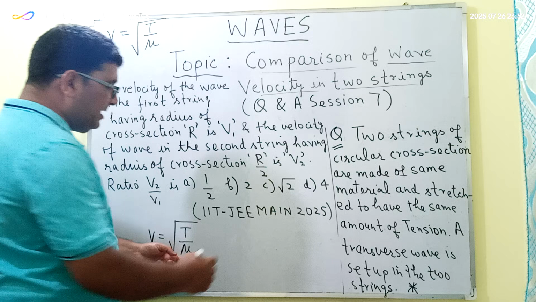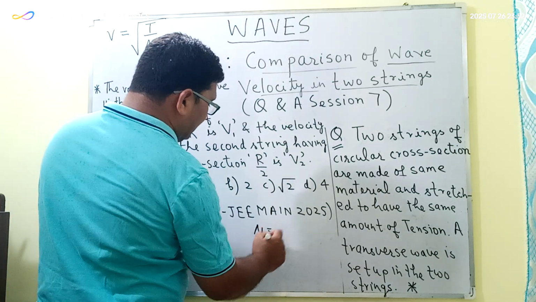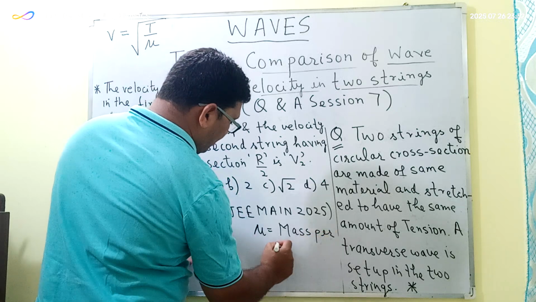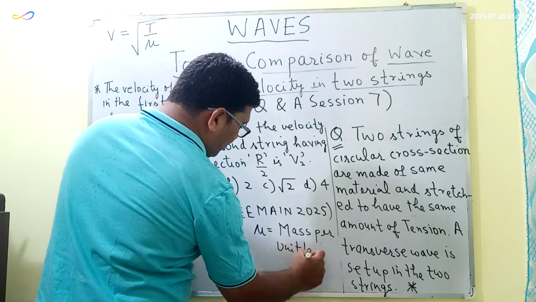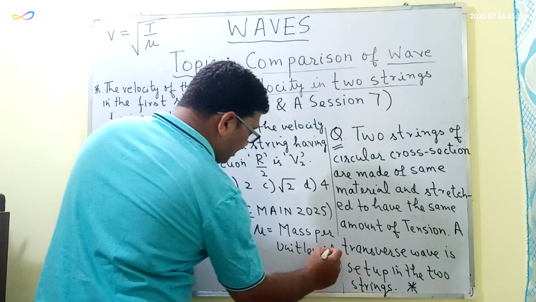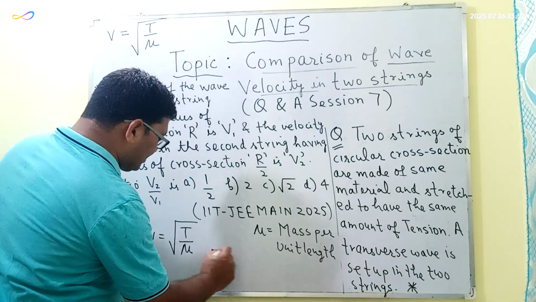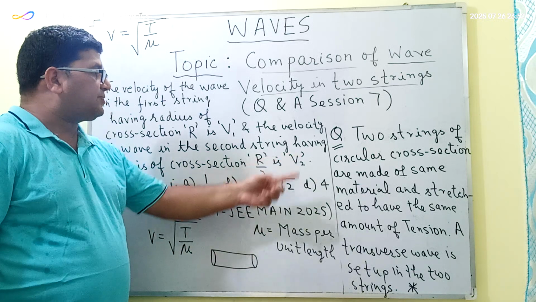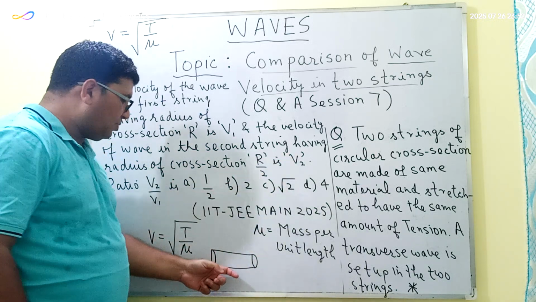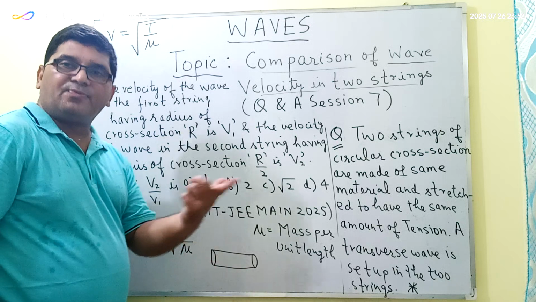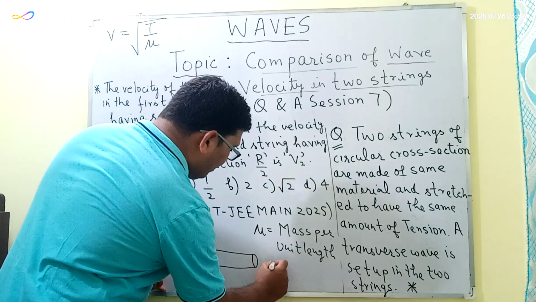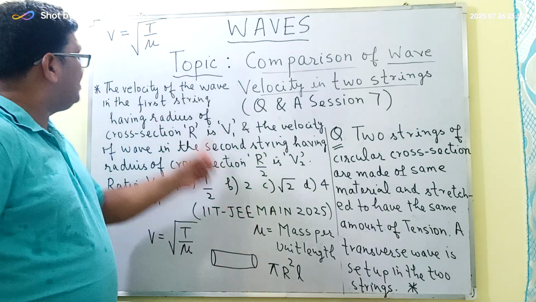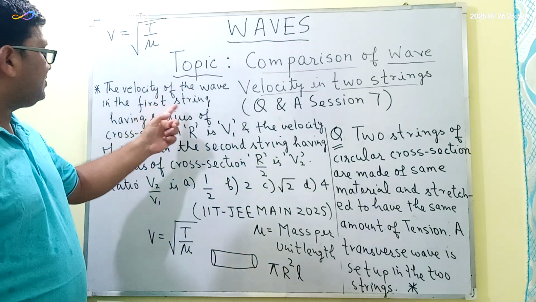So here we have to find mu. What is mu? Mu is the mass per unit length. The strings are basically cylindrical in shape like this. So here the strings have got a circular cross section. So the volume of the string of length, say L, will be equal to pi r square into L. This is the volume in the case of the first string.